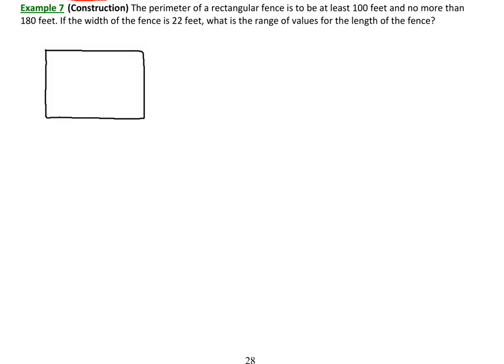Perhaps this is like real life and you have a limited amount of materials, but you've got some possibilities, right? Between 100 feet and no more than 180 feet. So our perimeter has to be between those values, at least 100, so 100 or more for our perimeter, but no more than 180. So it has to be 180 or less. So we want to make sure the perimeter is in between those two values.